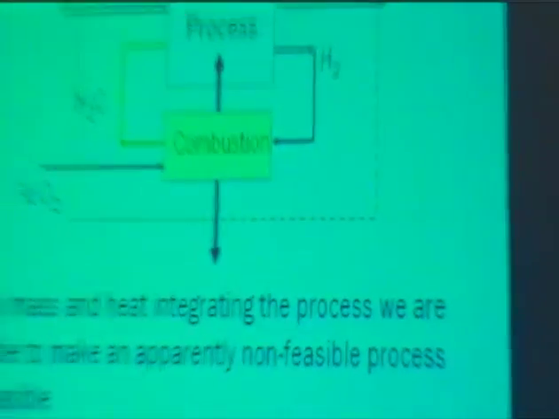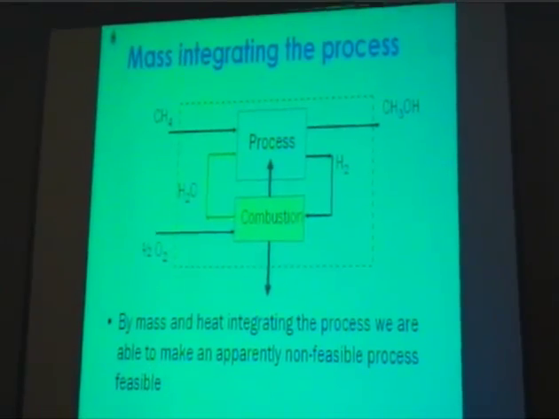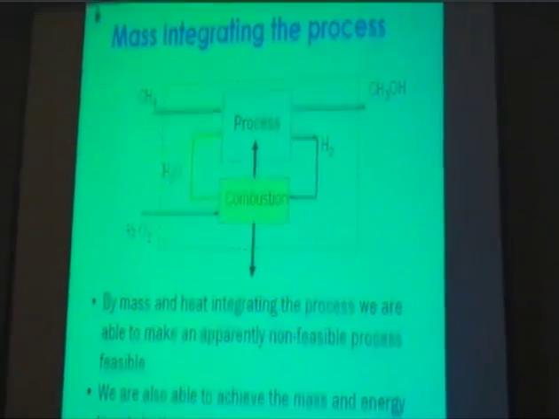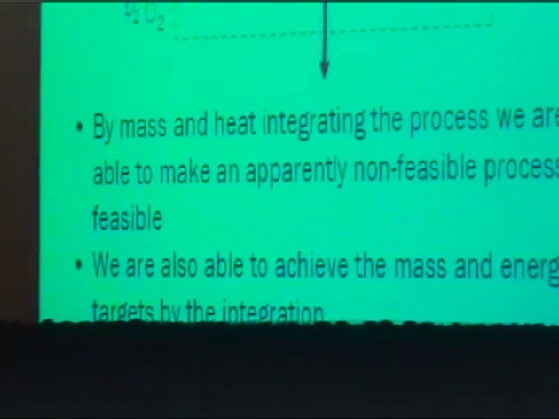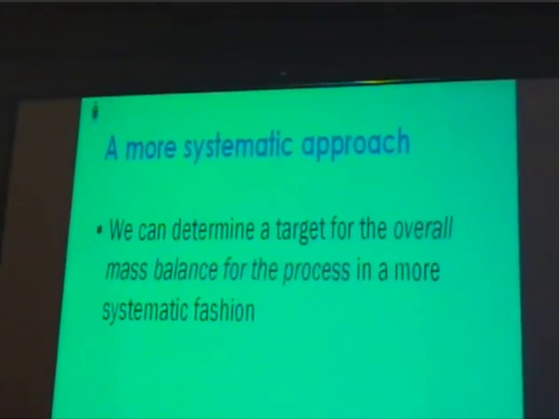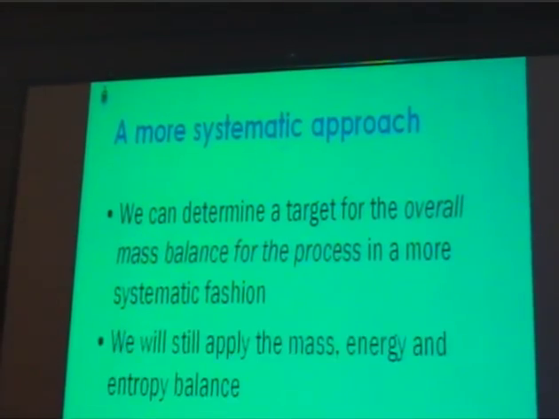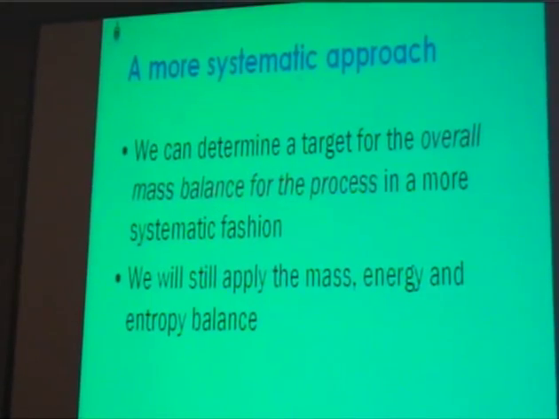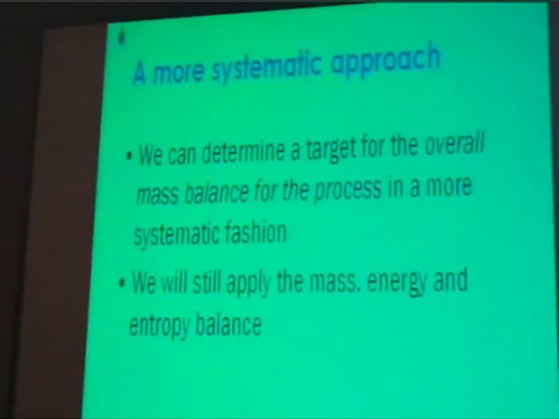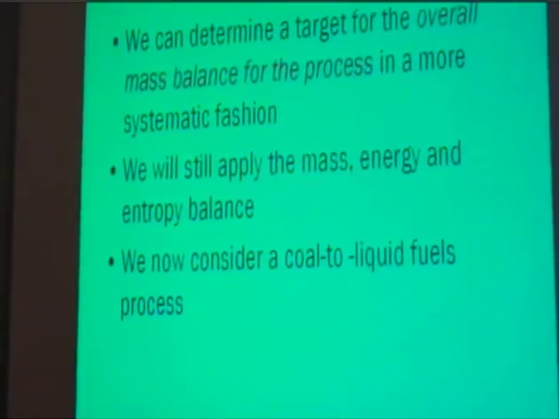So, by mass and heat integration, we make a non-feasible process feasible by what we're able to do to break it into two processes, and we're able to achieve the mass and energy targets by putting this implementation into place. So, we've got a new and more systematic method of doing this. We apply mass, energy, and work balances or entropy balances to achieve this, and I'm not going to go into the detail of those. That's one of the courses we run here.